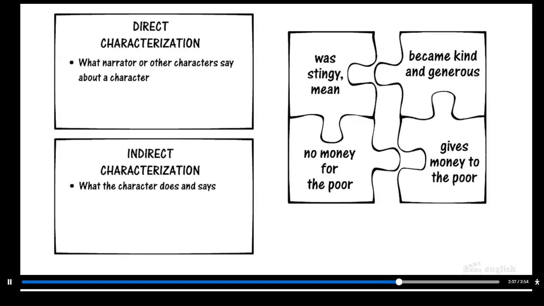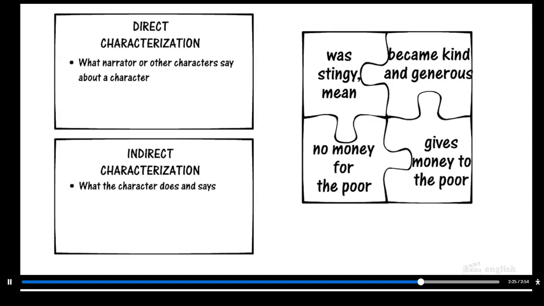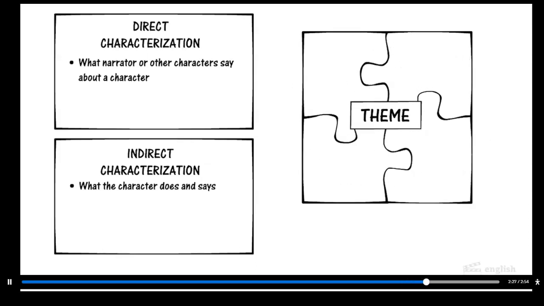We have two pieces for who Scrooge was at the beginning of the story, and two pieces for who Scrooge was at the end. Put those pieces together and we get a clearer view or understanding of the theme of the story. In this case, the theme of the story is, it's never too late to change.